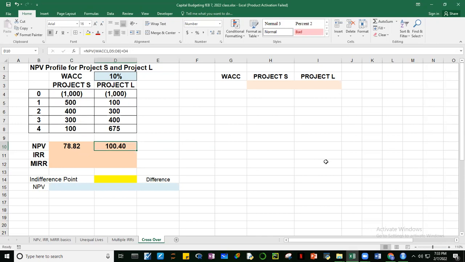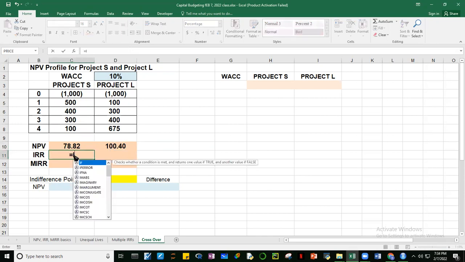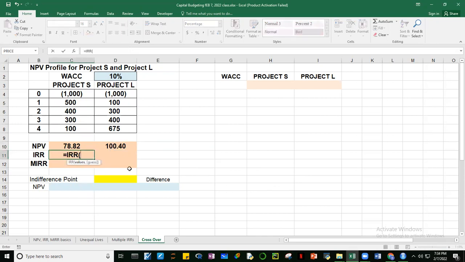Okay, so dito guys, we can see that project L is better in terms of NPV. But how about in terms of IRR? IRR, values, kasama lahat. Okay, enter, copy to the right. Okay, now we can see that based on IRR, mas maganda si project S, no? Mas maganda si project S. So may conflict tayo.